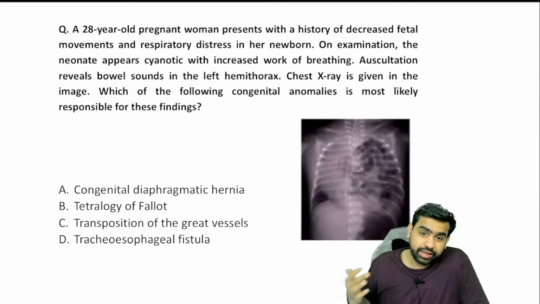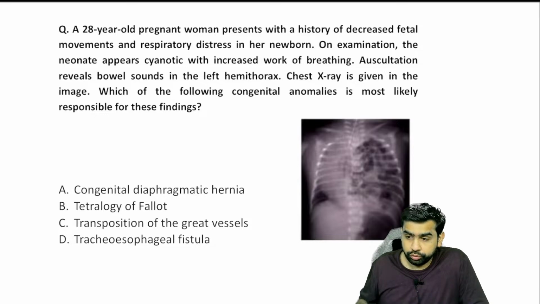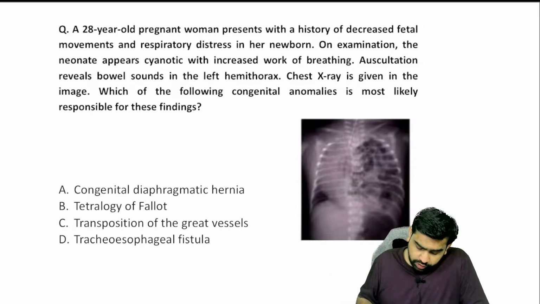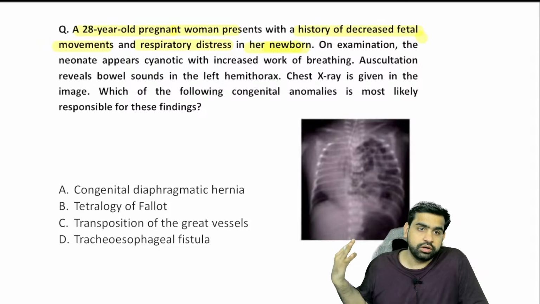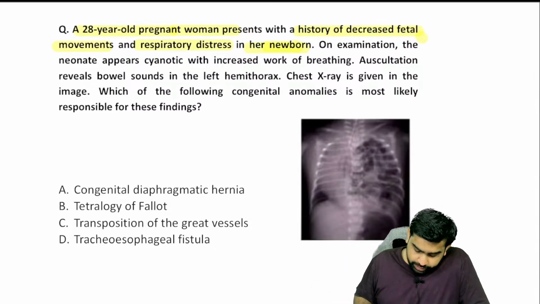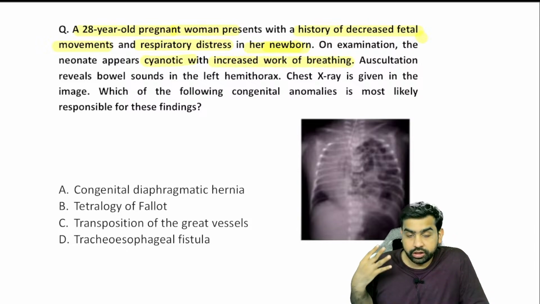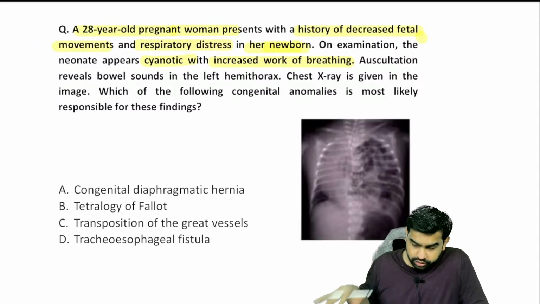Now this is again a very simple but important question for you guys, because they keep on asking these kinds of questions. A 28-year-old pregnant woman presents with a history of decreased fetal movements, and respiratory distress in her newborn. The newborn is born and the child is having respiratory distress. On examination, the neonate appears cyanotic and there is an increased work of breathing. So there is cyanosis and the infant is having difficulty in breathing.